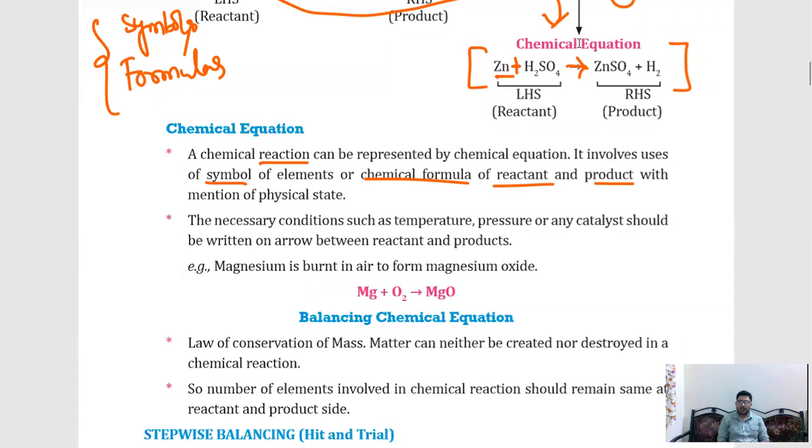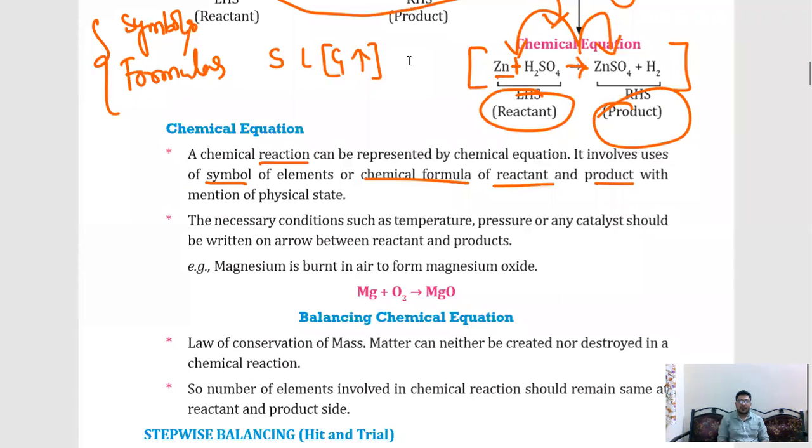Before the reaction, they are known as reactants. So here you can observe this is the reactant. After the reaction, they are known as products, this one. Mention the physical state. You can mention states also, that we will see there. If it is solid, mention it as S. If it is liquid, mention it as L. If it is gas, mention it as G, or you can mention an up arrow mark for the gas. And if it is any solution, you can mention it as AQ, which stands for aqueous.